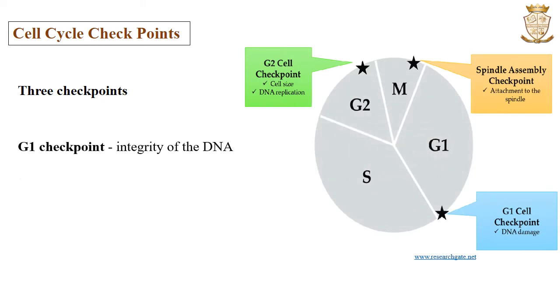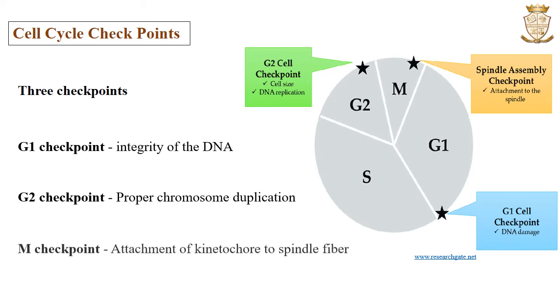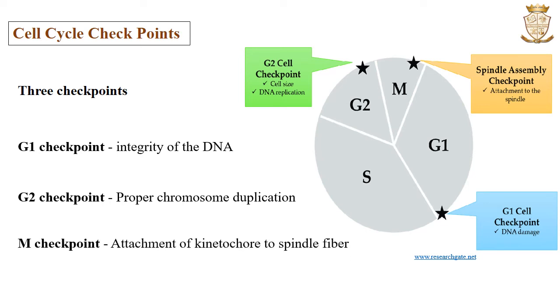The integrity of the DNA is assessed at the G1 checkpoint. Proper chromosome duplication is assessed at the G2 checkpoint. And the attachment of each kinetochore of a chromosome to a spindle fiber is assessed at the M checkpoint.